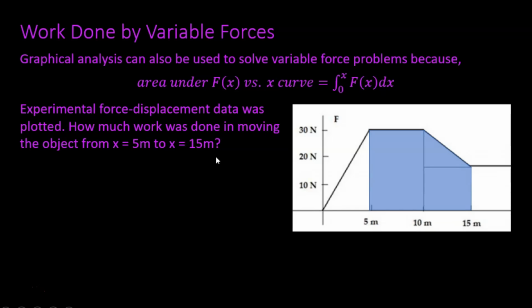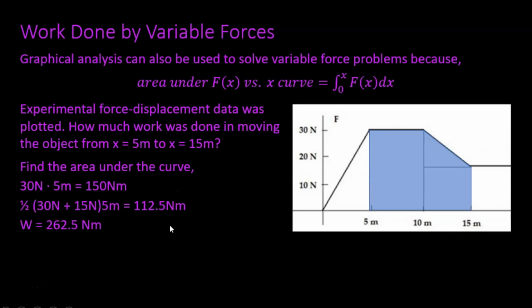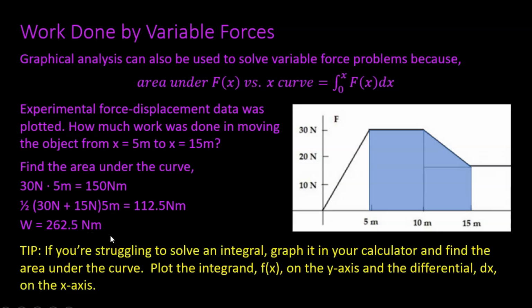Here's our plot of experimental data ranging from 0 meters to 15 meters displacement. We're interested in the work done from 5 meters to 15 meters, so we need to calculate this shaded area. Using our different formulas, we find out that the total work done was 262.5 Newton meters.